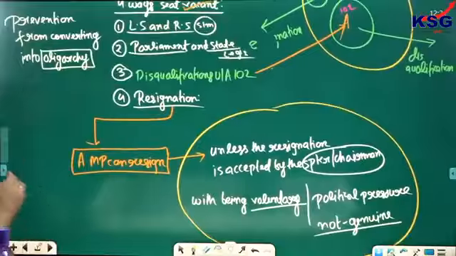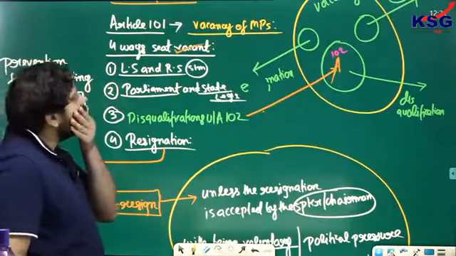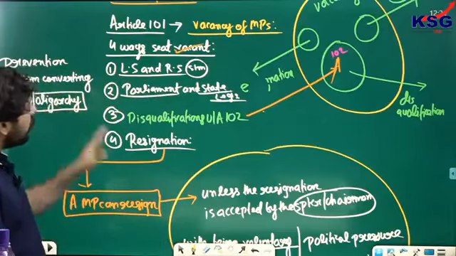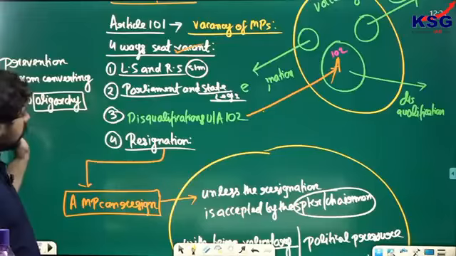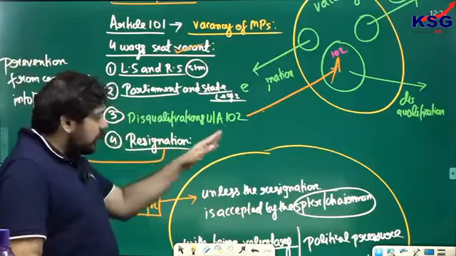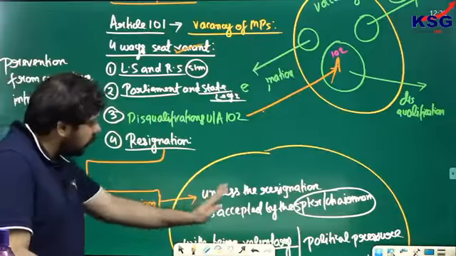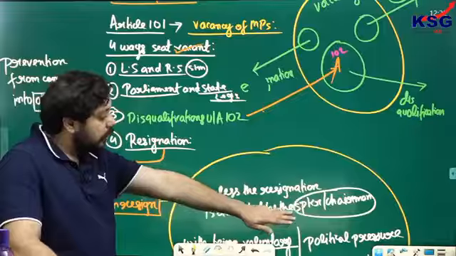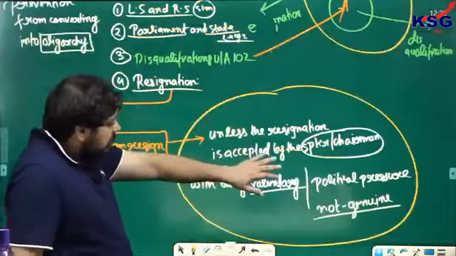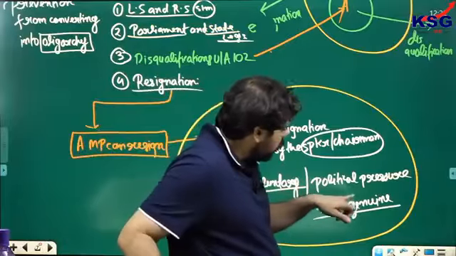Okay, so I'm just putting it again before you. Article 101 talks about vacancy of MPs. There are 4 ways in which a seat can be left vacant: simultaneously being a member of Rajya Sabha and Lok Sabha, simultaneously being a member of parliament and a state legislature, disqualification under Article 102, which we'll take a look at after this, and resignation, which is given with a caveat, that unless the resignation is accepted by the speaker or chairman as being voluntary, and not from political pressure, it is not genuine.